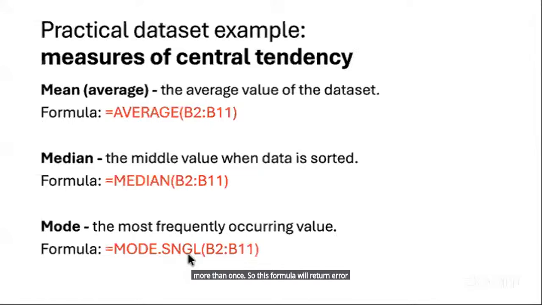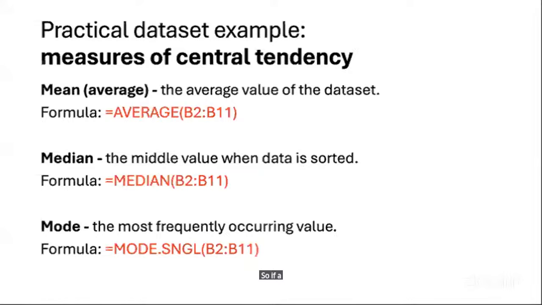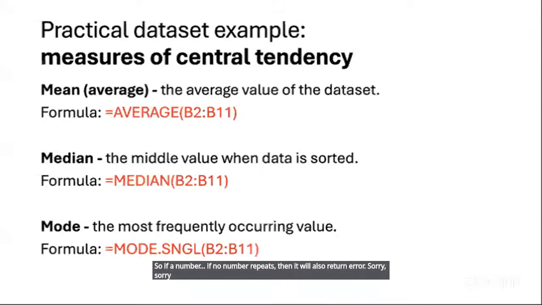Error means there is no mode. It doesn't mean that you are wrong. It means there is no mode. So if no number repeats, it will return error. Error means no mode. All of them have equal frequency.